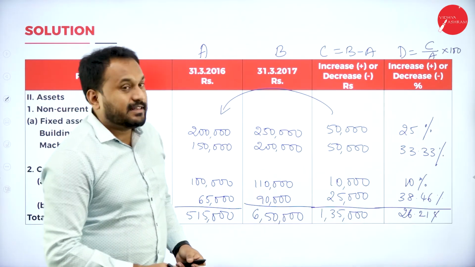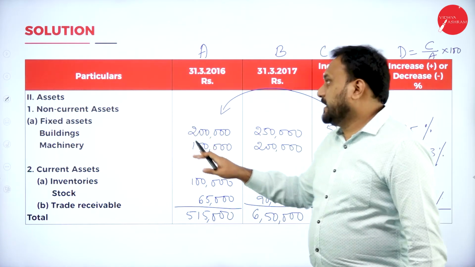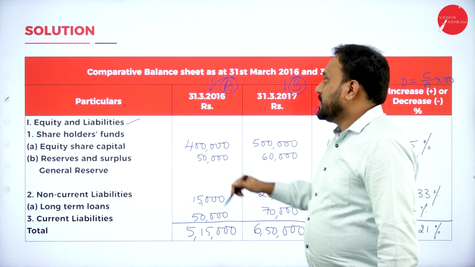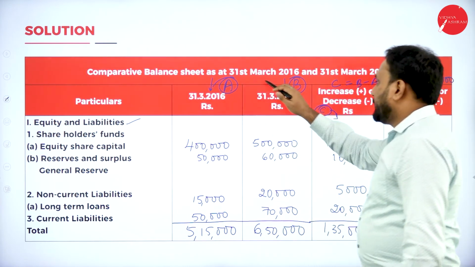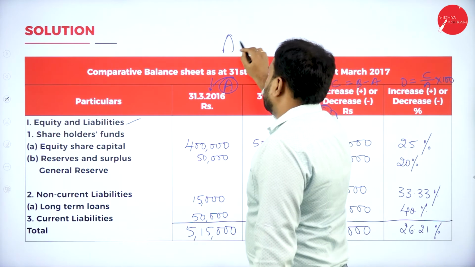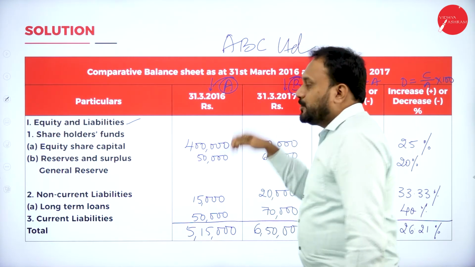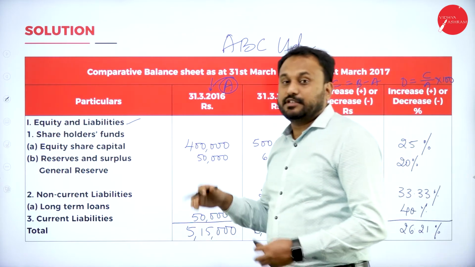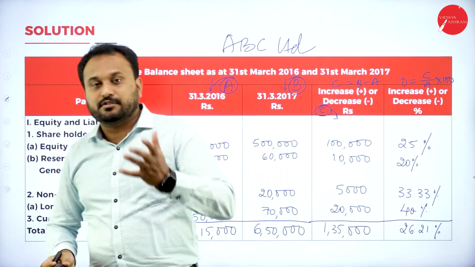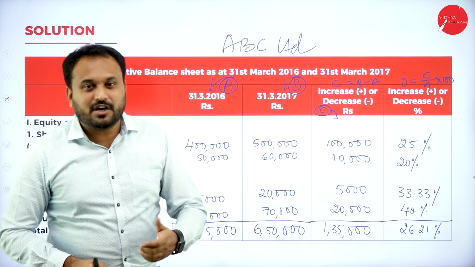So this is the comparative statement of which one? ABC Company Limited. You will write here comparative balance sheet of 31st March 2016-2017, ABC Company Limited. And you get how much? 15 marks or 10 marks. If this comes for 15 marks, very easy for you. If this comes for 10 marks also, this is very, very easy for you people.